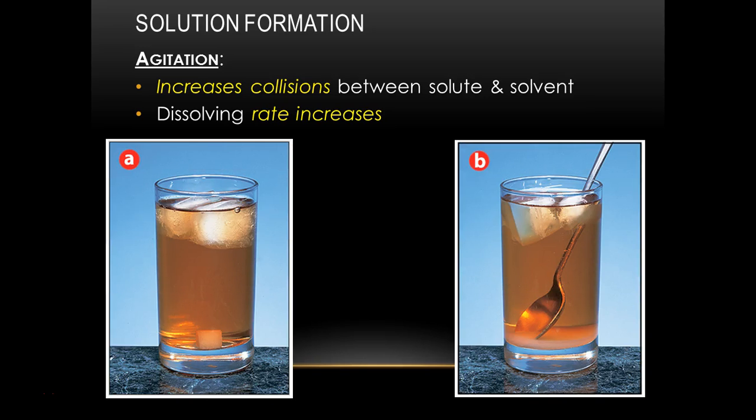So if I were to ask you between these two pictures which one would dissolve the fastest, the temperature is the same. They both have ice cubes. Now we do see the cube on the bottom and the powder on the bottom, but we're not going to look at that. We're looking at the agitation part of it. So A has no spoon, B has a spoon. B, if everything else was held constant as a control variable, would dissolve faster. So A is slower than B.